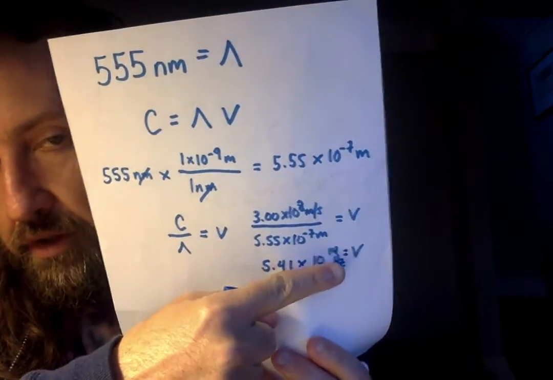Where's the calculator? It's right here under all my junk. So 3 times 10 caret 8, divided by, now you got to put parens around this, 5.55 times 10 caret negative 7, paren. And yeah, I get 5.41 times 10 to the 14th. That's a pretty good number for a frequency, and that's going to be hertz or per seconds. So you see your hertz right there.